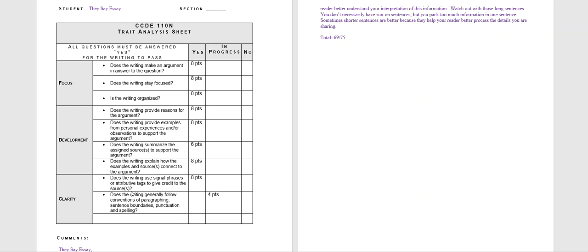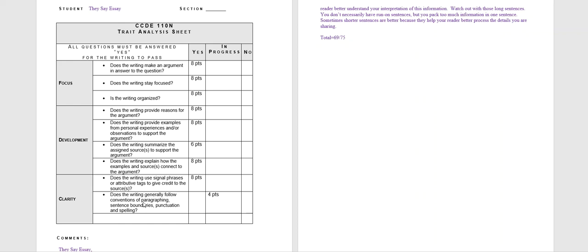And then finally, clarity. Make sure that you use signal phrases or attributive tags to give credit to your sources. And that's why chapters 2 and 3 in the They Say, I Say textbook are important, because they provide signal phrases for you to use when you're writing your own essay. And then, does the writing generally follow conventions of paragraphing, sentence boundaries, punctuation, and spelling?